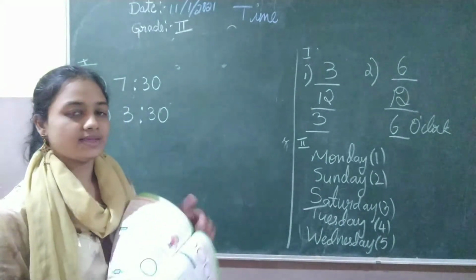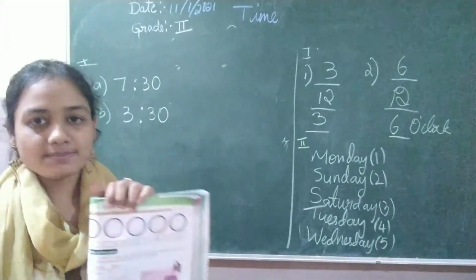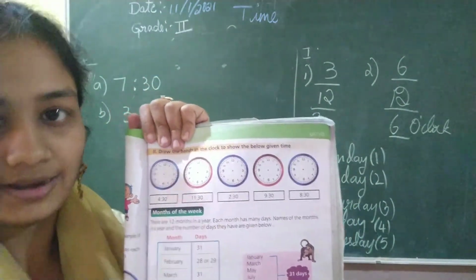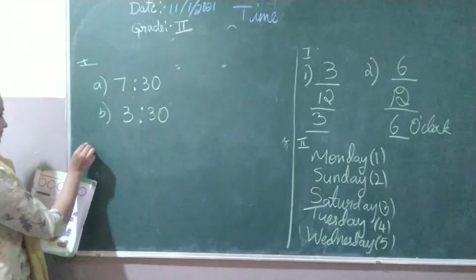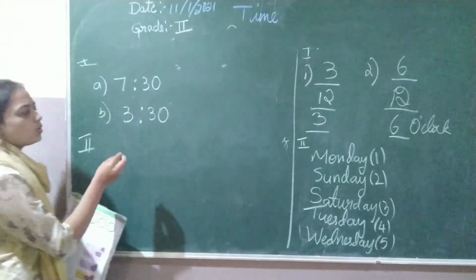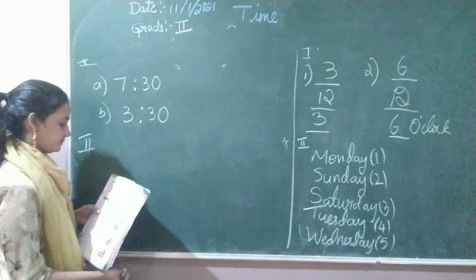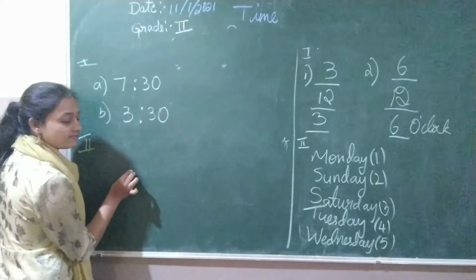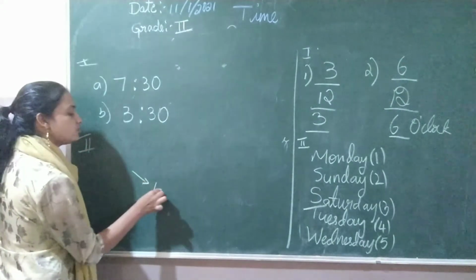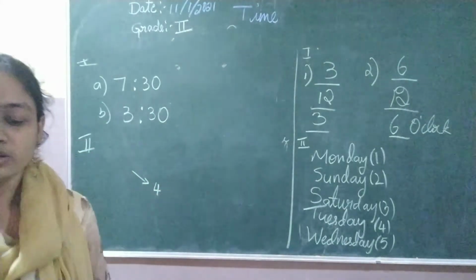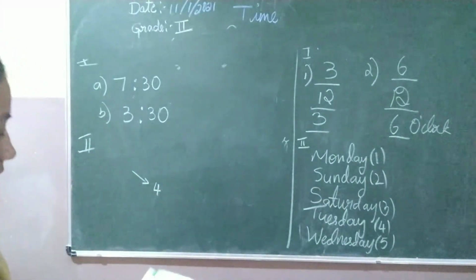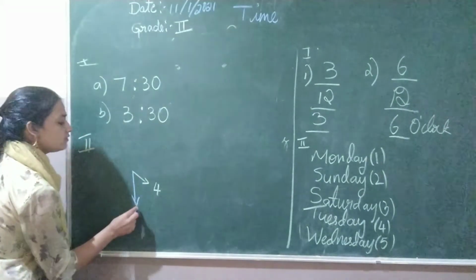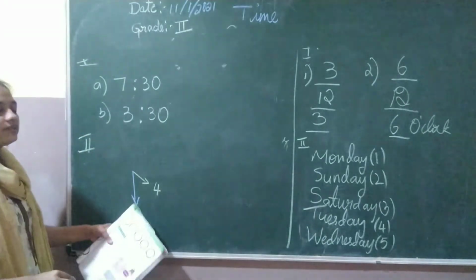Now go for the second one here. In the second one, you should draw the hands for the clock. You should draw the small hand and the big hand. So I will draw it here. I will show only the hands and the numbers pointing it. First one is 4:30. So 4 is the first one. You should draw the small hand to 4. And 30 means 6. So the big hand you should draw for 6. This is 4:30.